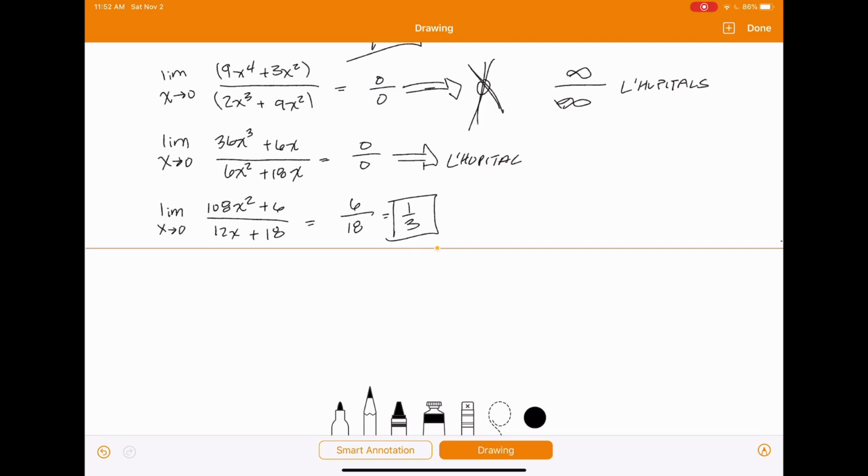All right, so go ahead and try one of these on your own. Find the limit as x approaches 0 of 4x cubed plus 3x squared minus x all over 2x squared minus 4x. All right, pause the video, work that out, and check your answer in the solution. It's going to be number 4.